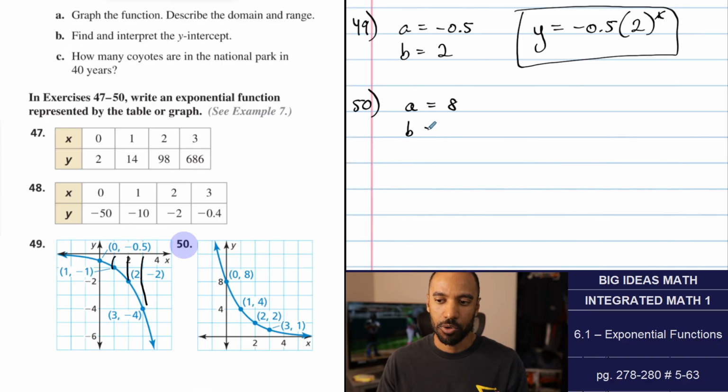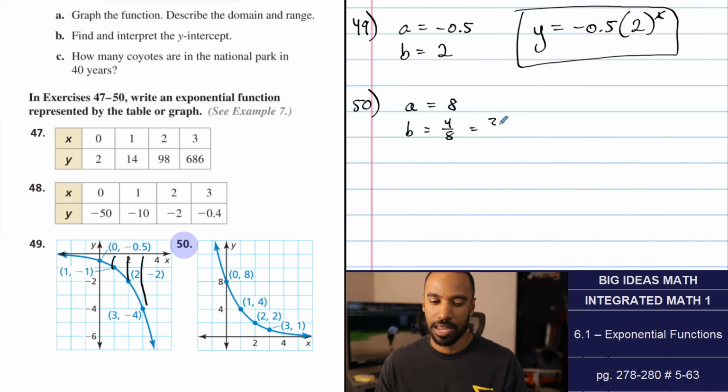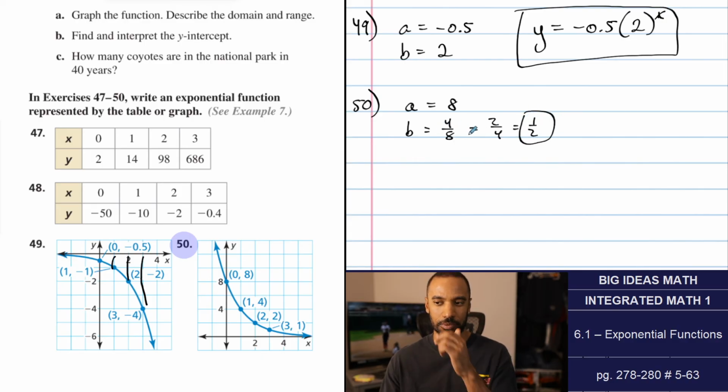And then your b value, once again, this is decay. We are dividing by 2 as we increase x by 1. Dividing by 2 is the same as multiplying by 1/2. So going from 8 to 4, I'll type it this way: 4 divided by 8, 2 over 4, or 1 over 2, which is literally 1/2. That's how they all reduce to.